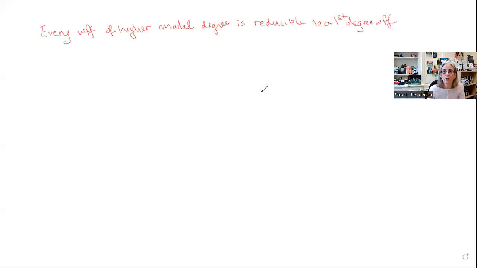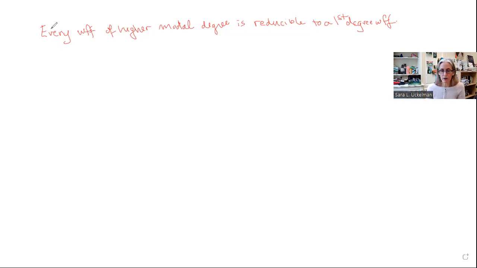So the lemma is every well-formed formula of higher modal degree, so 2 or bigger, is reducible to a first degree one. Now, not only am I going to prove this, I'm going to give you a method that actually does the reduction. So this is a constructive proof that I'm going to give.